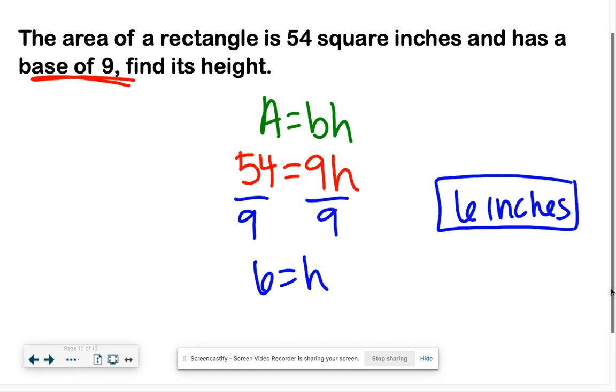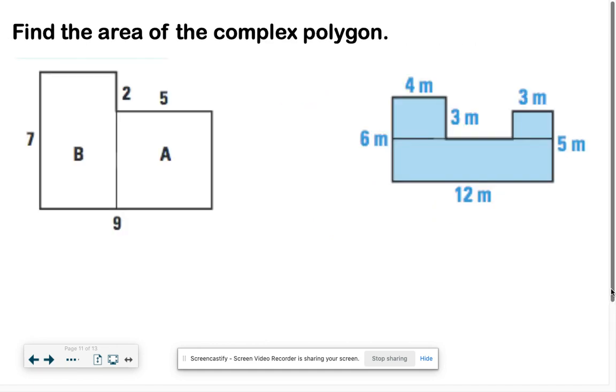Okay, and the last two, they're just going to shove a bunch of rectangles together, and then they're going to ask us to find the area of that polygon. So do you guys see how we have a rectangle B here and an A? There's two different ones. Do you guys want to find the area of B first or A? A. So I'm just going to label it so we know what's going on. So area of A.